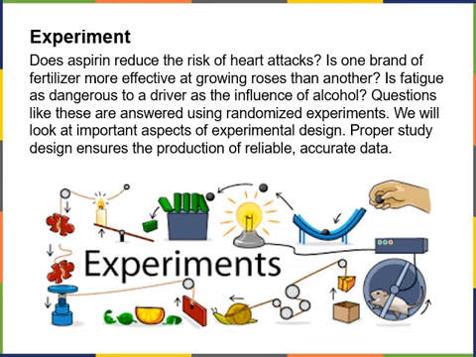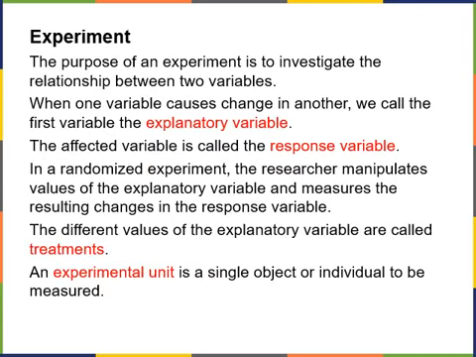There are important aspects of experimental design. We want to make sure of two things. One, that we get reliable and accurate data, and then also that when we're working with subjects like humans or animals, we do it safely and ethically. The purpose of an experiment is to investigate the relationship between two variables when one variable causes change in another. We call the first variable the explanatory variable. The affected variable is called the response variable.